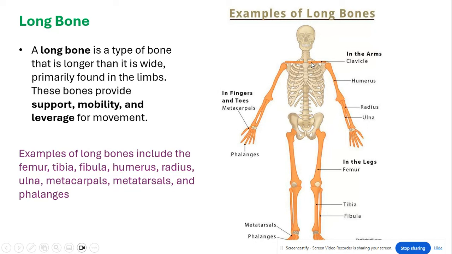Clavicle is a long bone, right? There's your clavicle. Humerus is a long bone. Radius is a long bone. Ulna is a long bone. As you can see, it's longer than it's wide. So in the legs, we have femur, we have tibia and fibula.